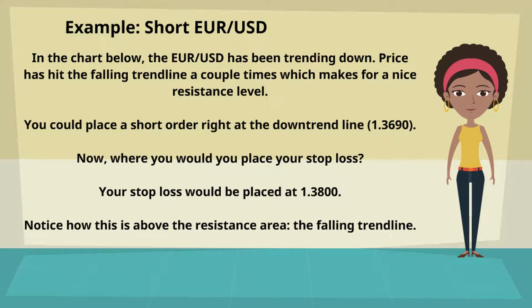Example, short euro to US dollar. In the chart below, the euro to US dollar has been trending down. Price has hit the falling trend line a couple times, which makes for a nice resistance level. You could place a short order right at the downtrend line, 1.3690. Now, where would you place your stop loss? Your stop loss would be placed at 1.3800. Notice how this is above the resistance area, the falling trend line.